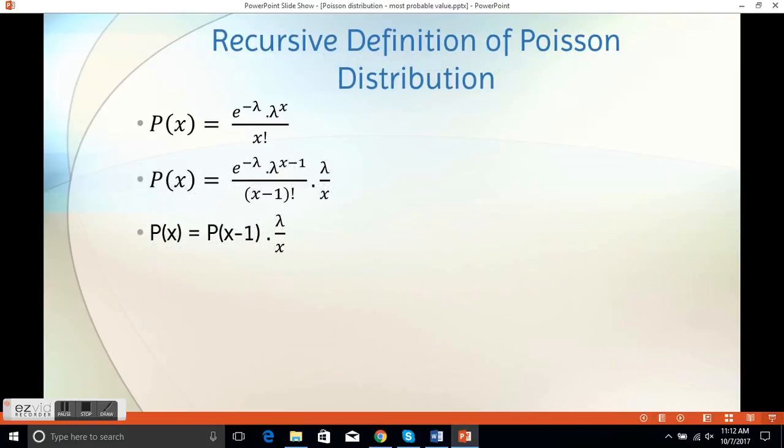X can take only discrete values. If it could take continuous values, we could have differentiated P of x to find its maximum value. However, x can take only discrete values. It can take non-negative integer values.